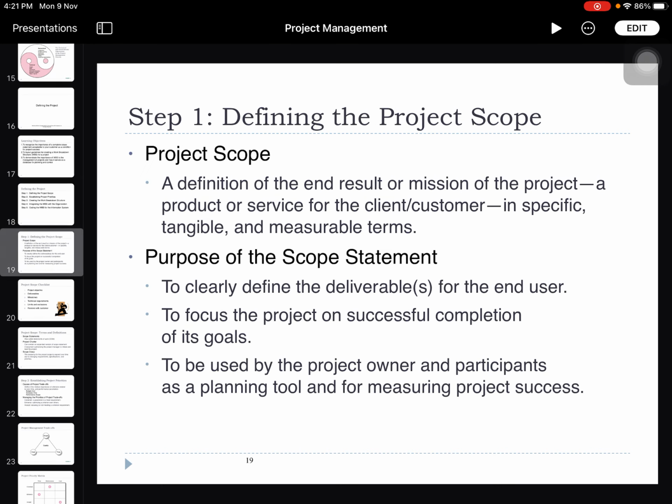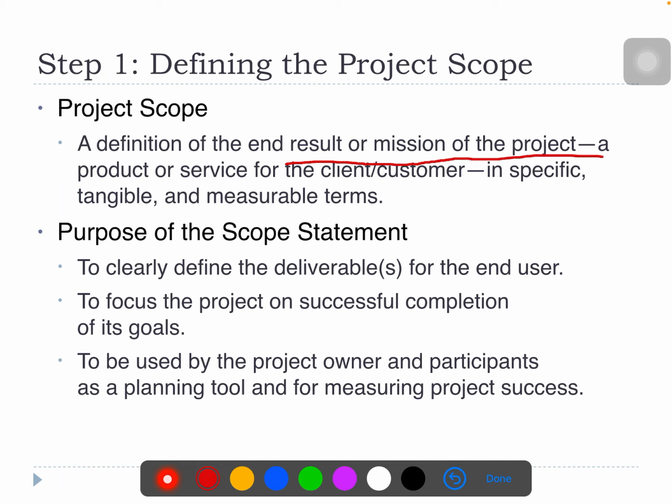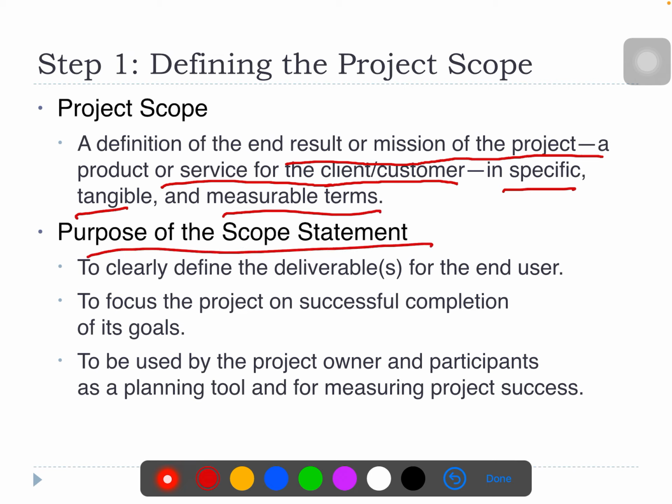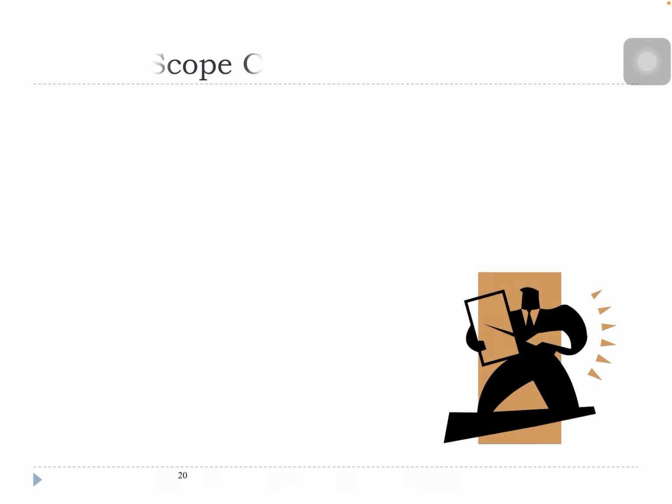Right. So, defining the project scope, we would like to know the definition of project scope. It is where the end result or the mission of the project or service for the client or customer is defined in specific, tangible, and measurable terms. The purpose of the scope statement is to clearly define the deliverables for the end users and to focus the project on a successful completion of its goals. And it is to be used by the project owner and participants as a planning tool for measuring project success.